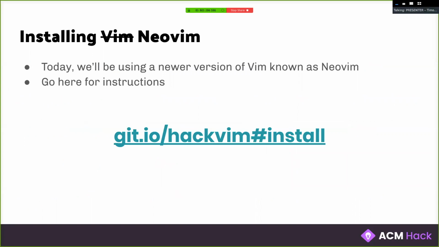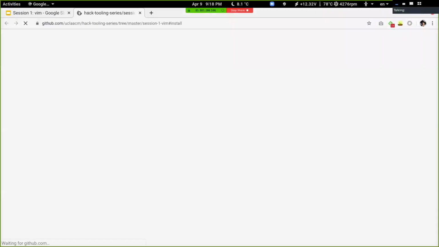So today we'll be teaching you how to use Vim, and in particular, as we talked about before, we're going to be using a newer version of Vim known as Neovim. So if you could go to this link right here, there should be some instructions for installing Vim or installing Neovim, and yeah, let's get to that. I'm going to open the link here as well, and if you run into any issues, please don't hesitate to let us know.